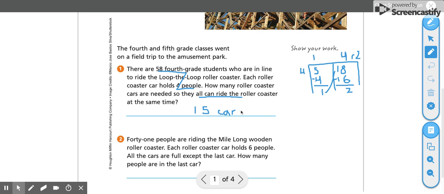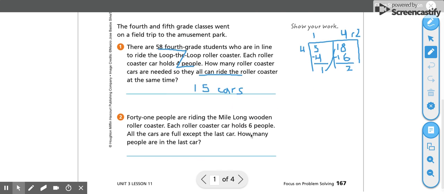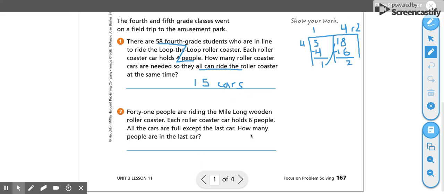All right, let's go ahead and read question number 2. It says 41 people are riding the mile-long wooden roller coaster. Each roller coaster car holds 6 people. All the cars are full except the last car. How many people are in that last car? So I know there's 41 people riding total. Only 6 people can fit per car, and they want to know how many people are left in that last car.